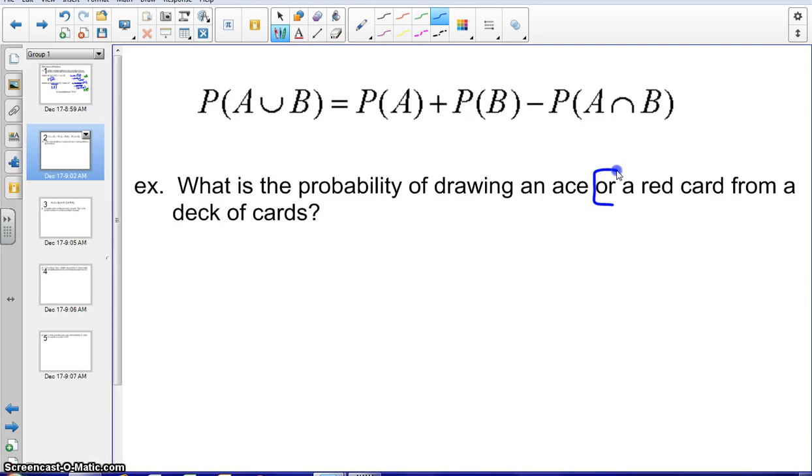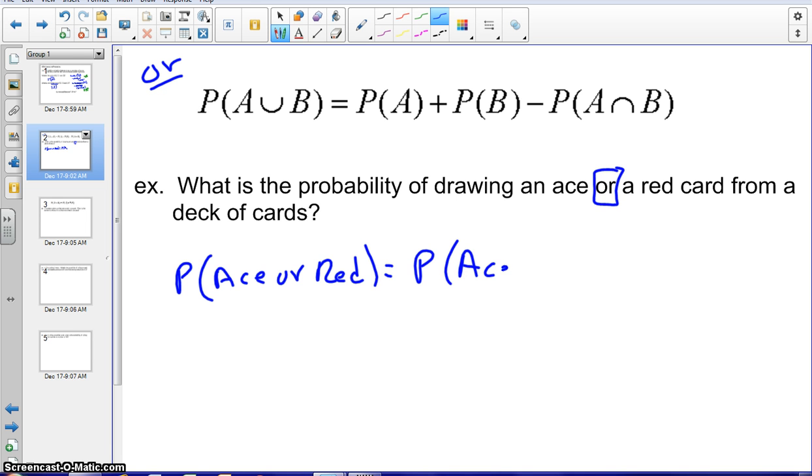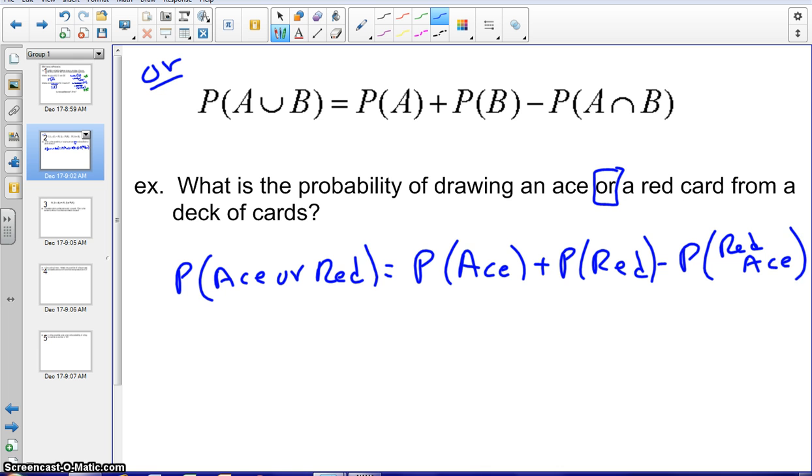Okay, so let's take a look at the first type of problem here, and please notice that this is an OR type of problem. This is a union OR type of situation here. What is the probability of drawing an ace or a red card from a deck of cards? So if we use our union from above, we're going to do the probability that we have an ace or a red card is equivalent to the probability of an ace plus the probability of a red card minus the probability that it's both a red card and an ace, so it's a red ace.